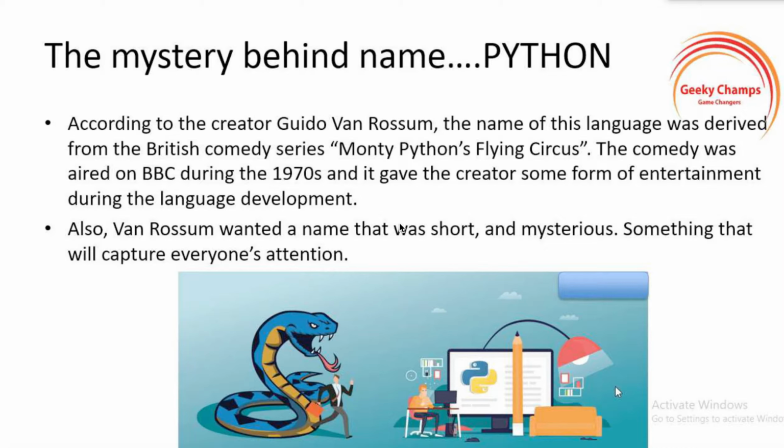Rossum invented this particular language, and to capture everyone's attention about what this is, he gave a very mysterious name, that is Python, which actually resembles a snake, right? So this was how the programming language got the name Python. Okay.